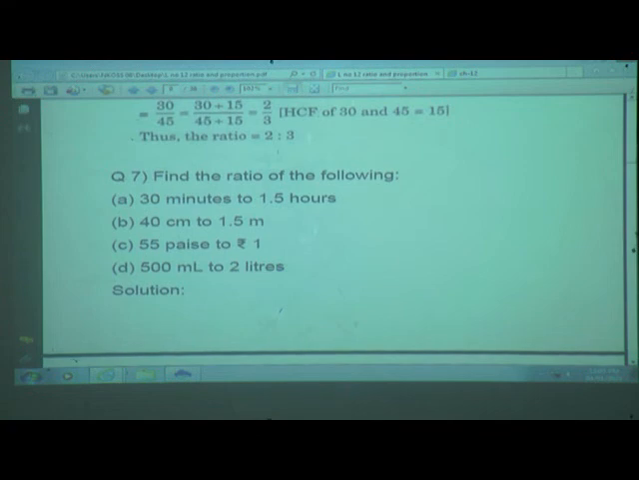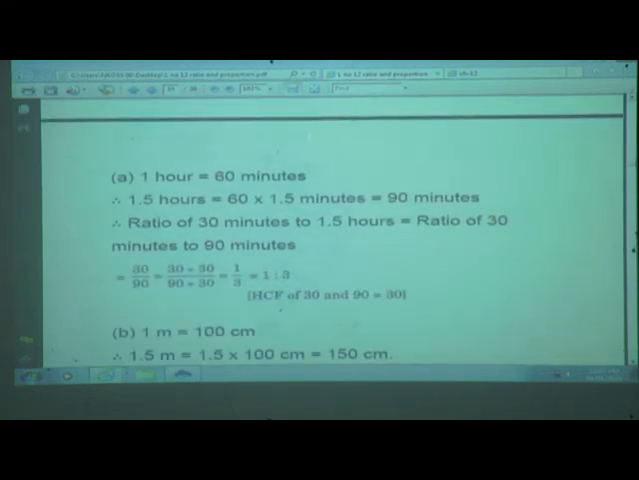Next, find the ratio of the following. See here, 1 hour is equal to 60 minutes. So first of all, we know that to compare the two quantities, we need to convert them into same units. So here first is hour and minutes, so it needs to be converted. 1.5 hours multiplied by 60 minutes, so we get 90 minutes. So we need to find the ratio of now 30 minutes to 90 minutes. 30 upon 90, we got 1:3.